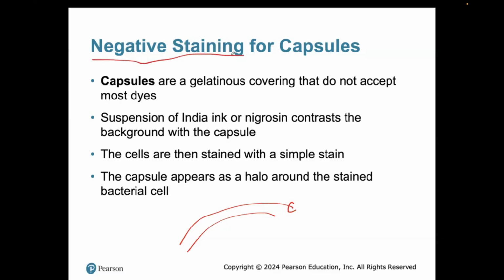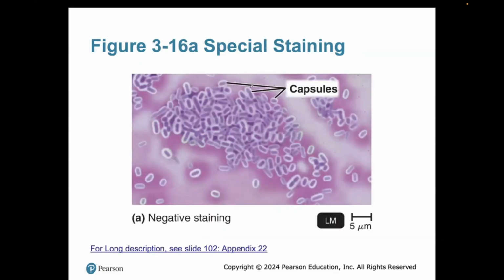Negative staining is when you stain the background in which your specimen exists. They use acidic dyes, like we mentioned a moment ago, for staining the background. India ink and nigrosin can be used to contrast the background with the capsule structure. You'll look at the specimen and it'll look like it has a little halo around it. The white halo that we see around the structures is the capsule. You stain the background so that you can see the capsule structure of that particular specimen, these rod-shaped bacteria.